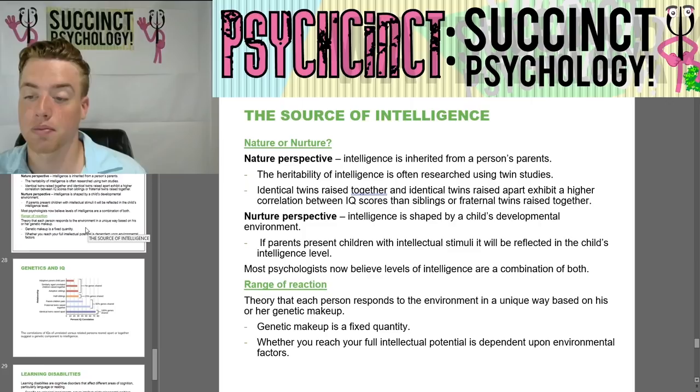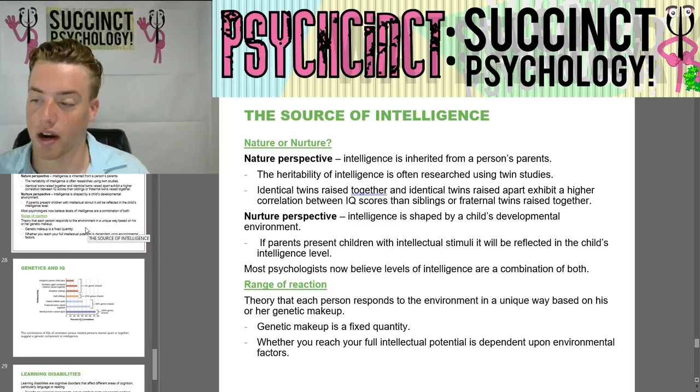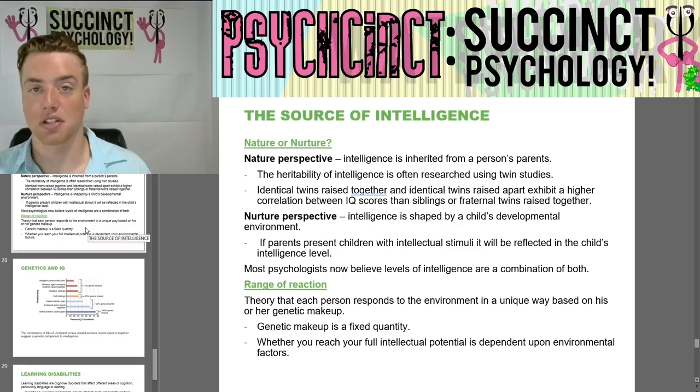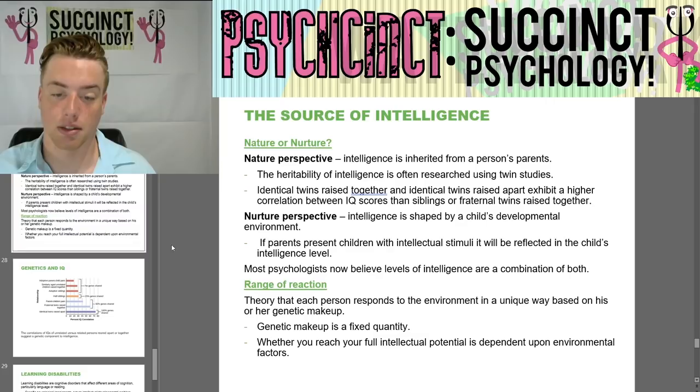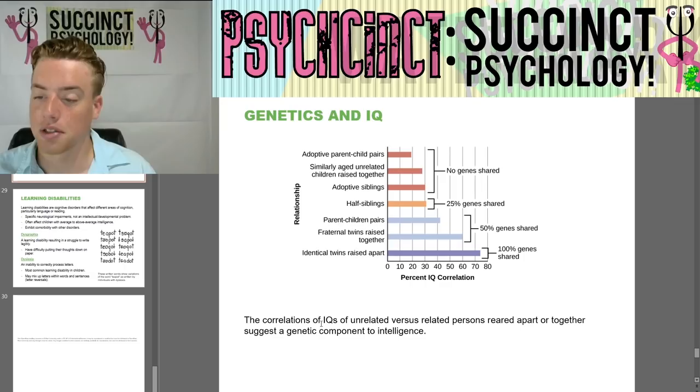Now, there's the range of reaction theory, that each person responds to the environment in a unique way based on his or her genetic makeup. So your genetic makeup is a fixed quantity, and whether you reach your full intellectual potential is dependent upon environmental factors. So next we have genetics and IQ. We have another chart here. So the correlations of IQs of unrelated versus related persons, whether apart or together, suggest a genetic component to intelligence.